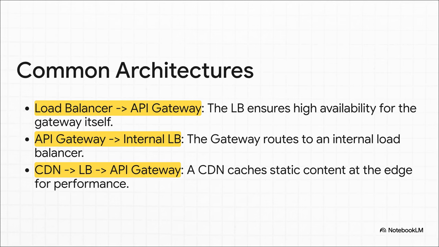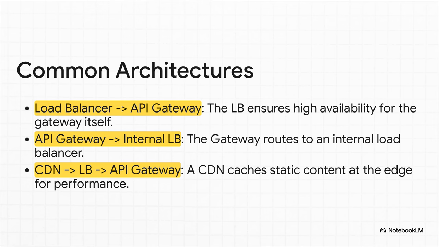The most common pattern, pattern 1, is you put a load balancer in front of your API gateway. Why? Because your gateway is now a critical piece of your infrastructure, so you need to make sure it's highly available and can handle a ton of traffic. Another popular one, pattern 2, is when the gateway sits at the edge and then it routes traffic to an internal load balancer that manages a specific group of services, like all the services that make up your checkout feature.